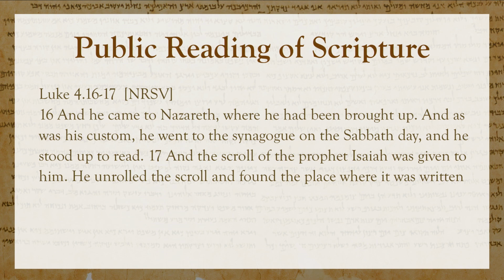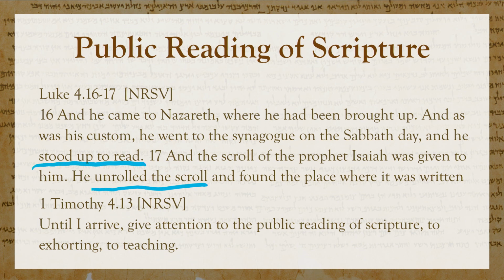These are scriptures arranged in the order that lectors would read them out publicly as part of worship. We read about this in the New Testament. It says in Luke 4:16, "And he, Jesus, came to Nazareth where he had been brought up, and as was his custom, he went to the synagogue on the Sabbath day, and he stood up to read." So Jesus is going to be the lector. "And the scroll of the prophet Isaiah was given to him. He unrolled the scroll and found the place where it was written," and then he read from Isaiah 61.